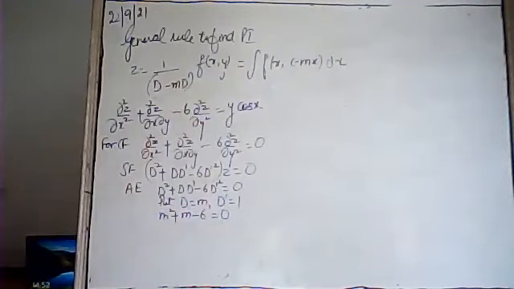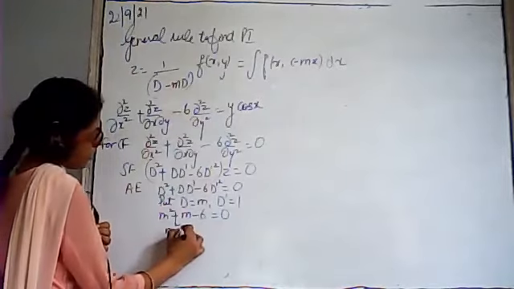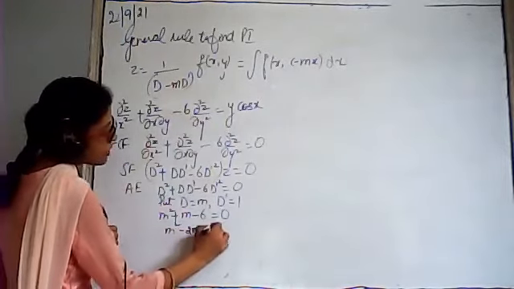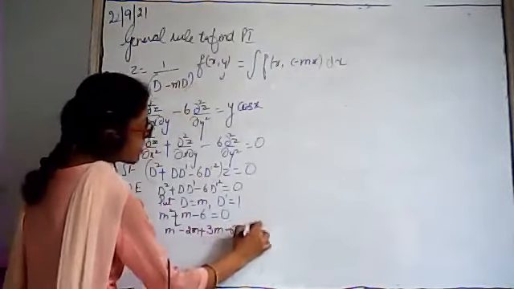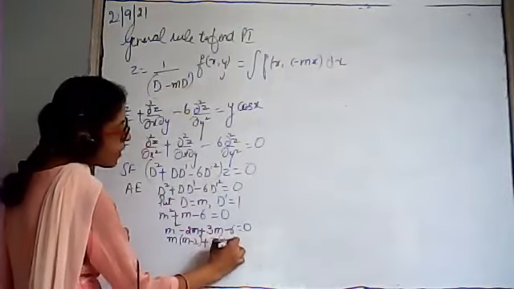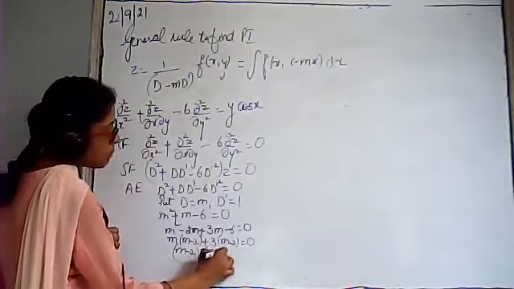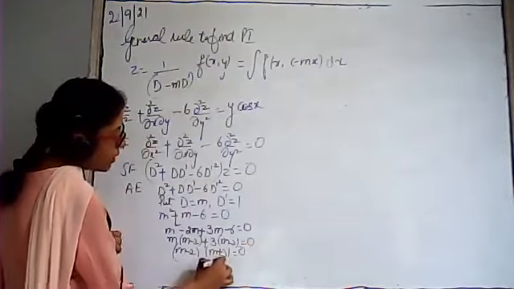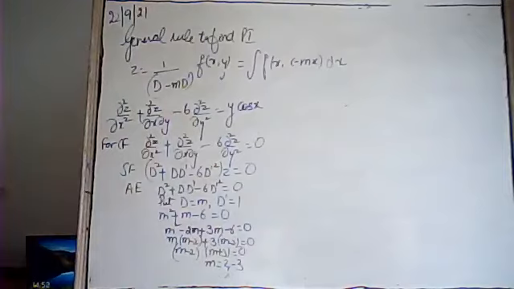You have to solve this equation. It will be m² minus 2m plus 3m. We need plus m and minus 6. Minus 6 is equals to 0. It will be m(m minus 2) plus 3(m minus 2) is equals to 0. It will be (m minus 2)(m plus 3) equals to 0. So value of m will be 2 and minus 3. Okay? So we have roots of m as 2 and minus 3.